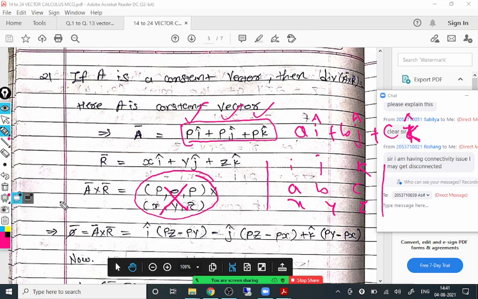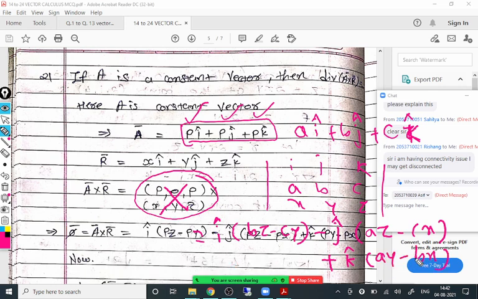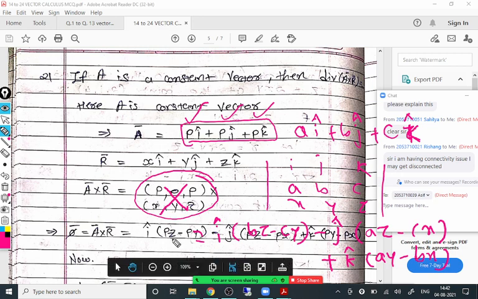So it is A bar cross R bar. Let me finish it. So i cap as it is, this is (bz minus cy), minus j cap (az minus cx), and plus k cap (ay minus bx). And lastly we have to calculate the divergence of this; you can denote it by F bar also. So divergence of F bar.